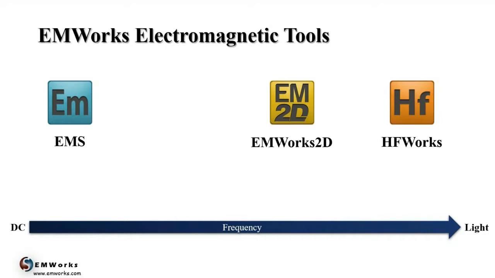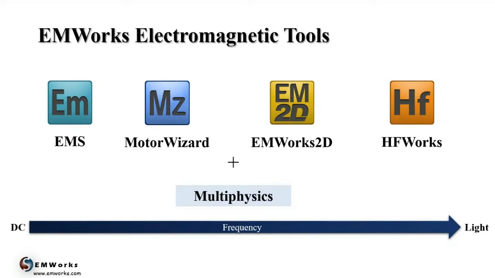Our third product is called EMWorks 2D, which currently offers 2D static analysis of planar and axisymmetric geometries. The latest addition in our suite of electromagnetic simulation software is called MotorWizard, which will be the topic of our presentation today. It is a 2D template-based motor design software, which currently offers analytical and finite element analysis of BLDC motors. We also offer a few multiphysics options, which can be added on top of these softwares, like motion analysis, thermal analysis, linear statics, and circuit analysis.